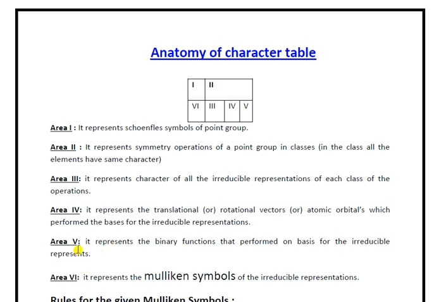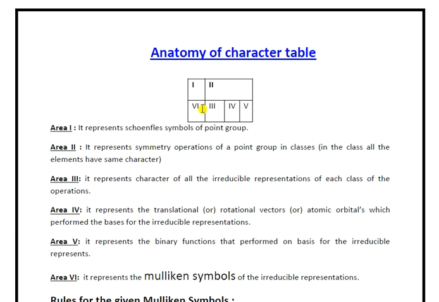Next, region 5. It represents the binary functions that form the basis for the irreducible representations. In this region 5, the functions explain the Raman property, Raman active or Raman inactive, which can also be explained by the binary functions.